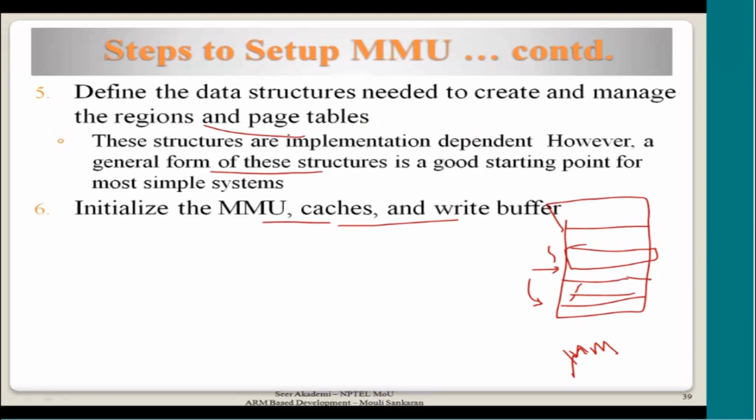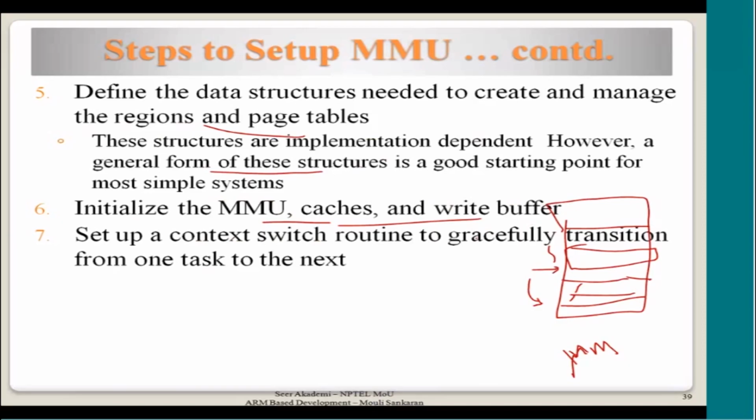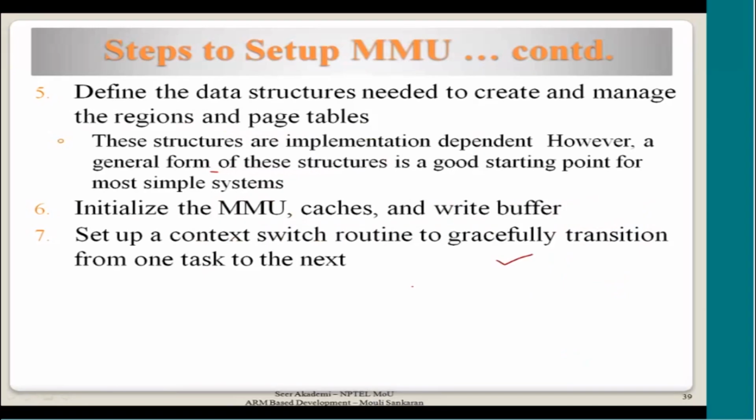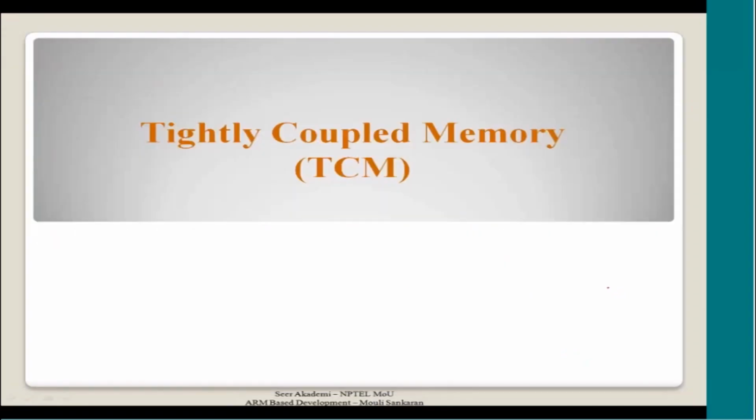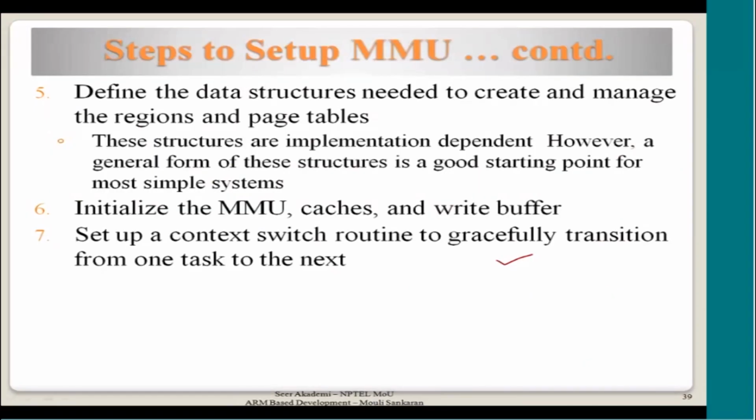So initialize the MMU and caches and write buffer, and then enable them. And then you have to have OS context switch routines gracefully transitioning from one task to the other. Okay, that's all. We have completed all the MMU related things. I hope this was clear to you.